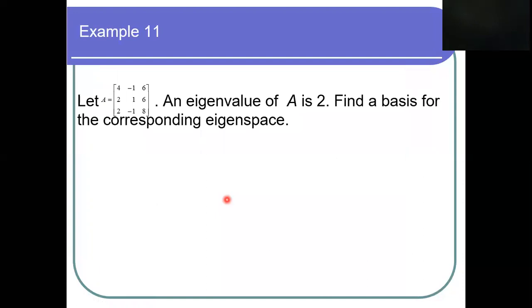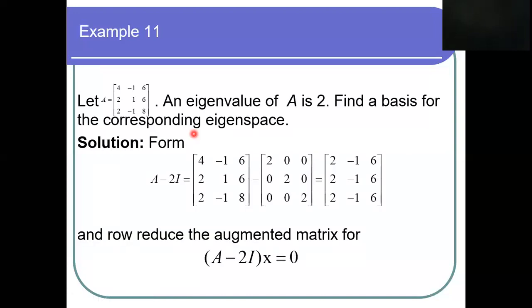This is again an example: let A be this matrix, and an eigenvalue of A is 2. Find the basis for the corresponding eigenspace. So you have A minus 2 times the identity matrix of 3 by 3. Lambda here is 2, and I multiply this lambda with the identity, so I get A minus lambda I times x equal to 0. Since my matrix is 3 by 3, the column vector x is a 3 by 1 column vector.